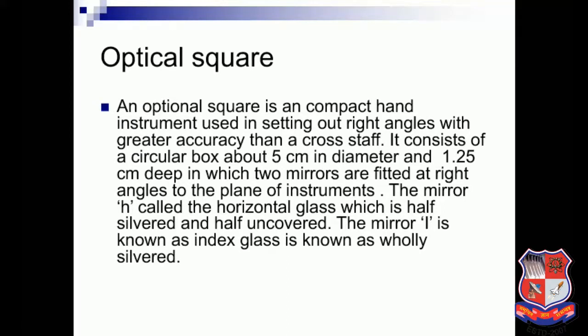Now the optical square. The optical square is a compact hand instrument which is used for setting out right angles with greater accuracy. It consists of a circular box about 5 cm in diameter and 1.25 cm deep, in which two mirrors are fitted at right angles. The mirror H, called the horizon glass, is half silvered and half uncovered. The mirror I is known as the index glass, and it is wholly silvered.